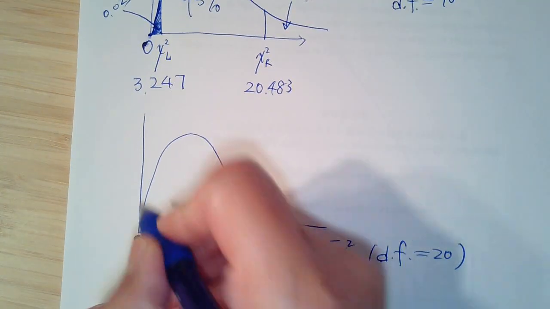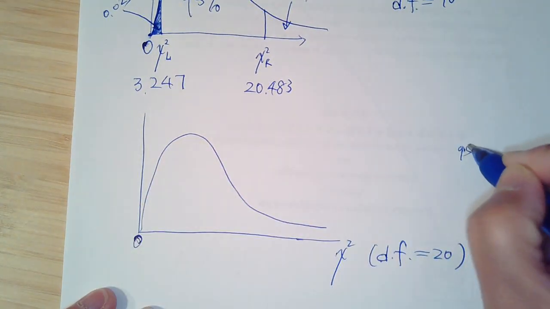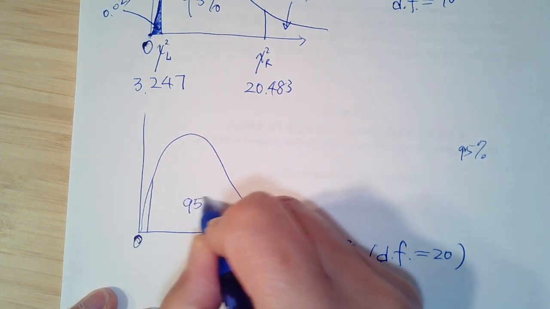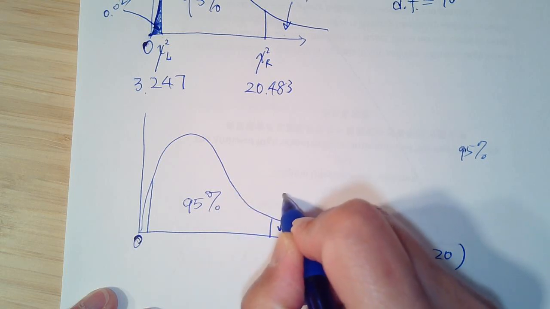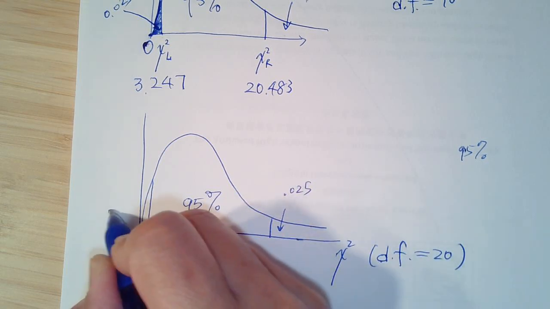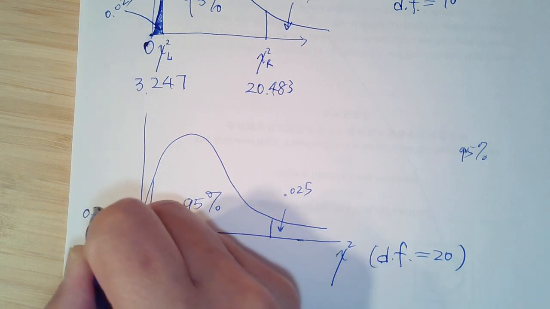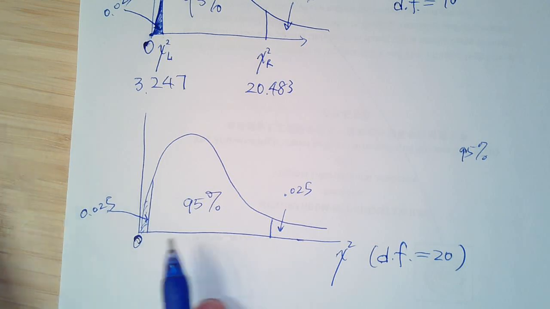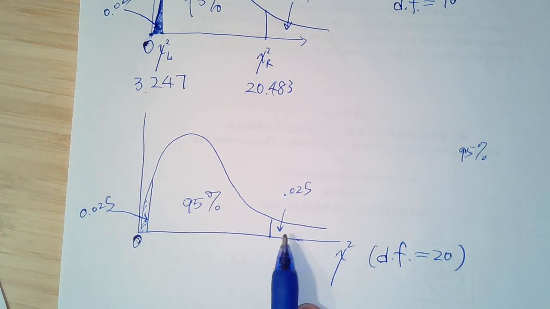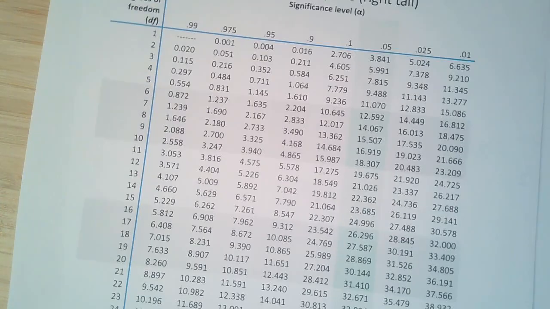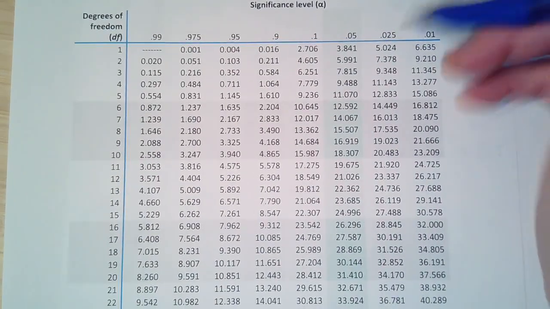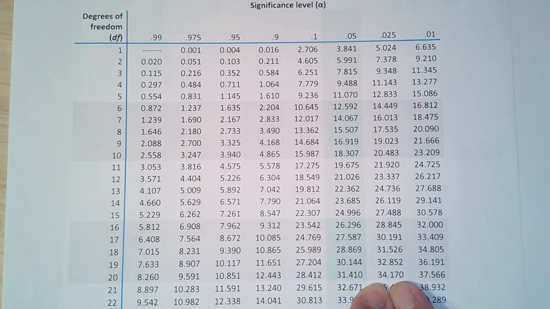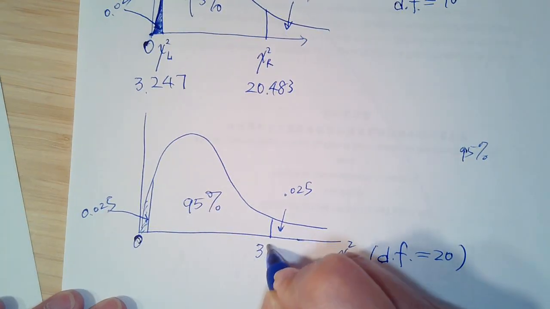Now let's look at the same thing for a 95% confidence interval. So here and here we need 95% in the middle. So this is 0.025, and here is also 0.025. That's this area here. Now if you look at a chi-square distribution for the right tail 0.025, degree of freedom 20, we get 34.170.